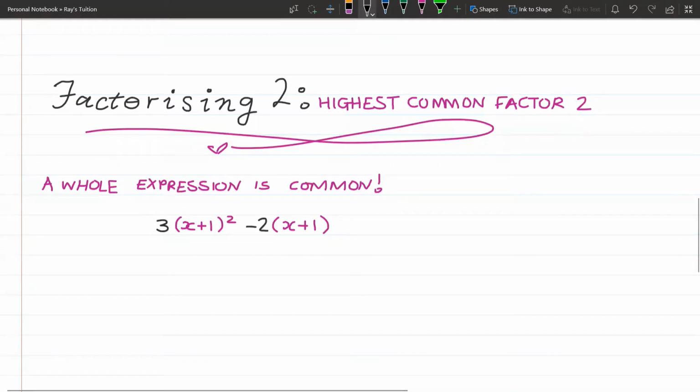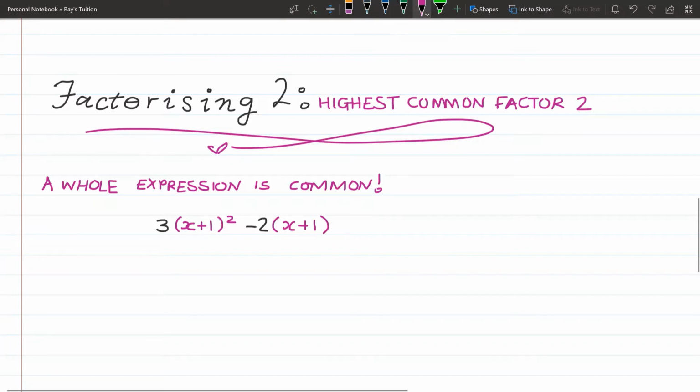Hello everybody, and welcome to this video on factorizing. In this video, we're having a look at highest common factor again, but the difference in this video is that the highest common factor is a whole expression. So the concept is still the same: we're going to take out the highest common factor, then divide by it and write what's the remainder.